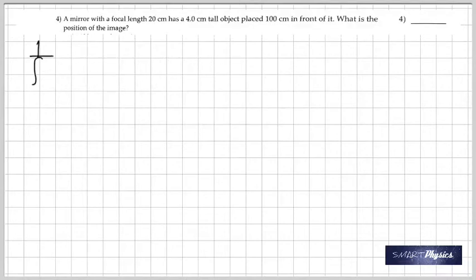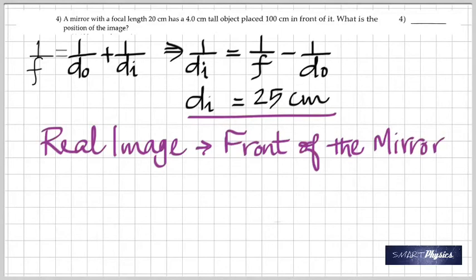In this case, again, the focal length is, actually we did this same question, number 1, so here is the answer, because we did this part, remember. We had already found out that the image distance was 25 centimeters, the same exact numbers. Again, it's a real image, and it's in front of the mirror.